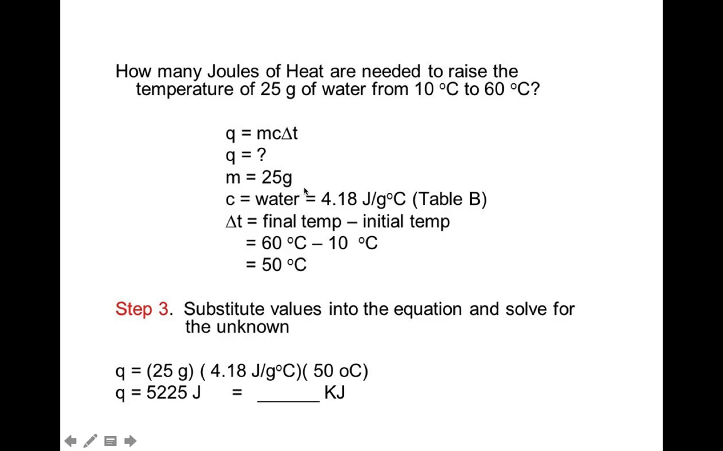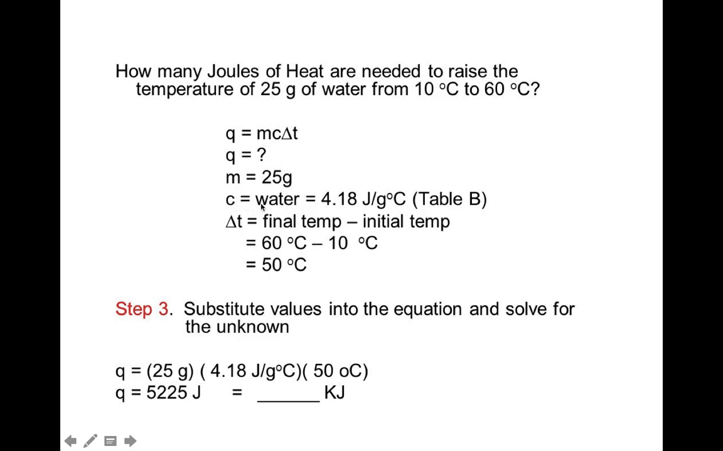How many joules of heat are needed to raise the temperature of 25 grams of water from 10 degrees C to 60 degrees C? So let's see. It's always good to write out the things. I'll give you 1 or 2 problems to practice on. It's really easy. Okay, so we got Q equals mc delta T. That is our equation. So what are our variables? Q is heat. That's what we want to know. M is mass. Here it is, right from the sentence.